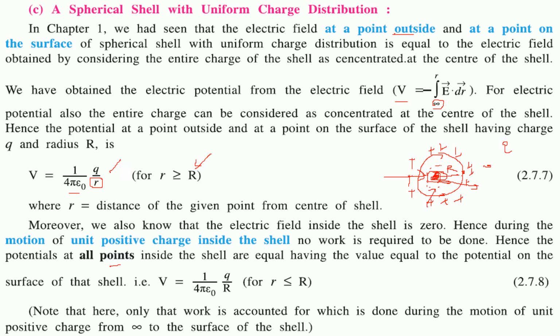So we can just write this. We can change this r with capital R, because at the surface, this is the radius. So we can write V equal to 1 by 4 pi epsilon naught q by R.